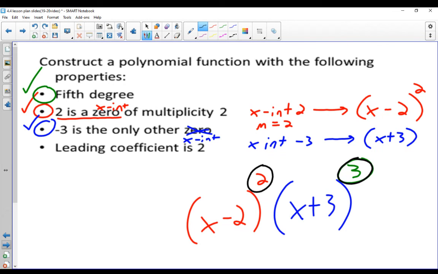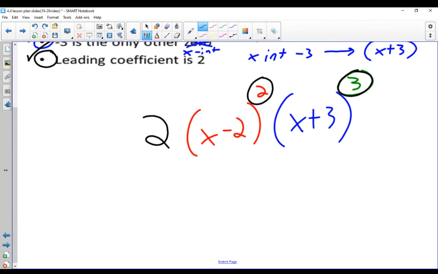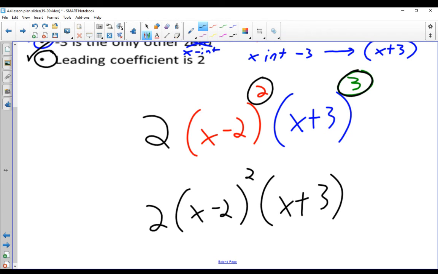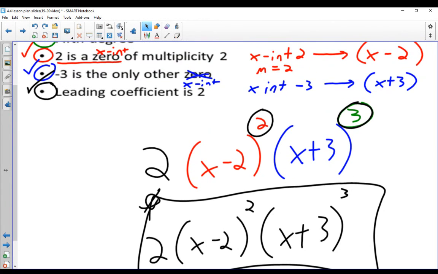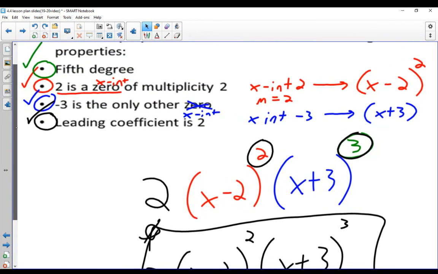And last but not least, leading coefficient is 2. Put that 2 in the lead. Done. And there you go, your final answer: 2 times x minus 2 squared times x plus 3 cubed. Type that into the Hawks program. Make sure you don't have any typo errors. Submit. Done. All right, I just want to make sure I covered everything.